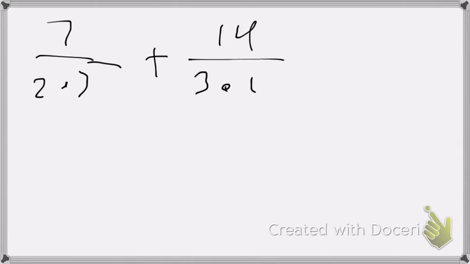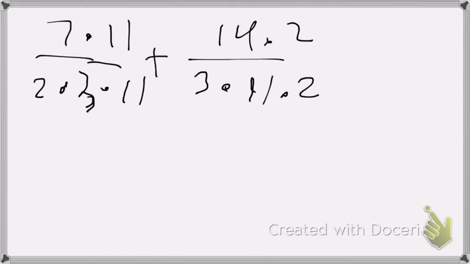So here we go again. So 7 over 2 times 3, and then plus 14 over 3 times 11. So we say that this one here needs an 11, so you multiply an 11 at the bottom and also on the top. You have to do it that way, otherwise you change the value of it. Here you give the 2, but you do the same thing to the denominator and the numerator.